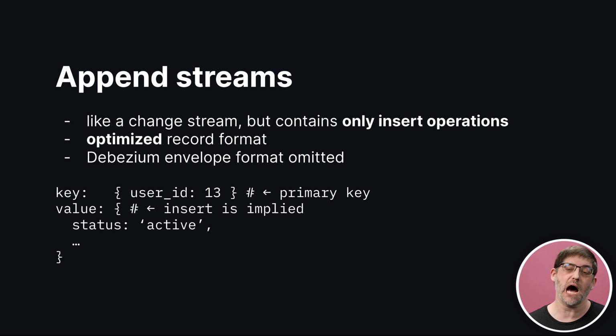Append streams, on the other hand, are like a change stream conceptually, but they only represent insert operations. So basically, it's an optimized format of the record. That's because we don't need to encode things like operation and all these other kinds of details, because it's implicit in the format. So we don't include the Debezium envelope format, because it allows us to save a bunch of bytes on the wire and get better efficiency of not just storage and transport, but processing of that data as well. So here's a similar record, but in this case, an insert only, where we might have a bunch of different fields, but we're just showing this one status field. You get the idea.